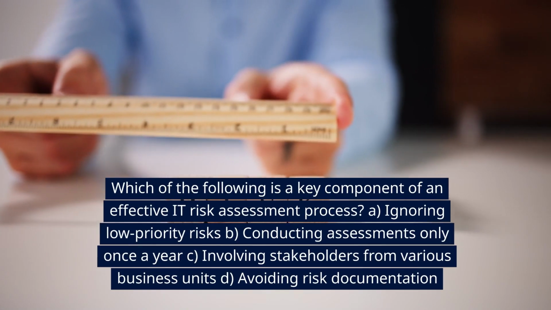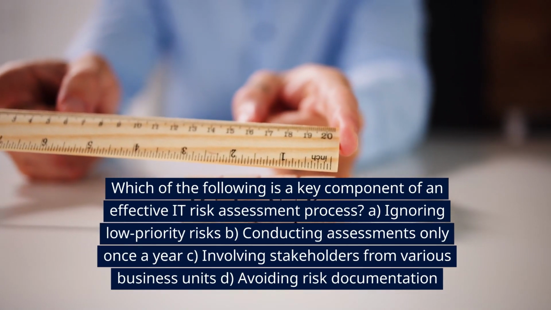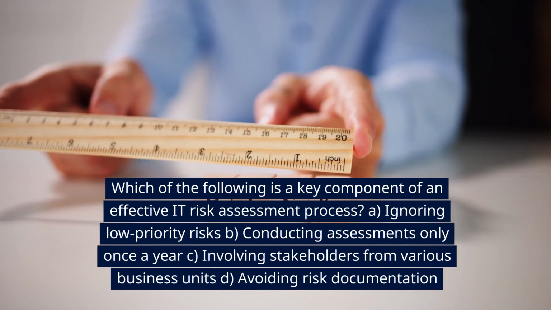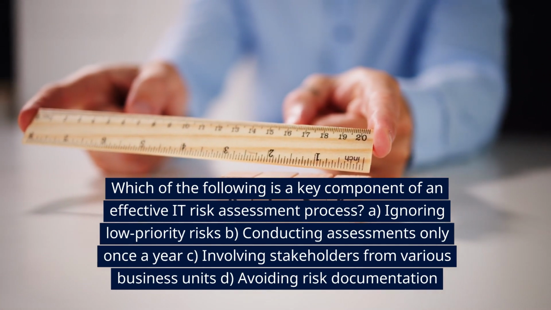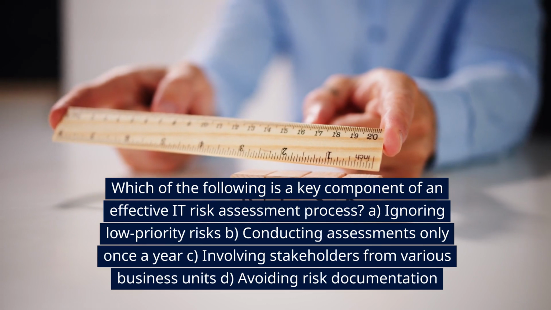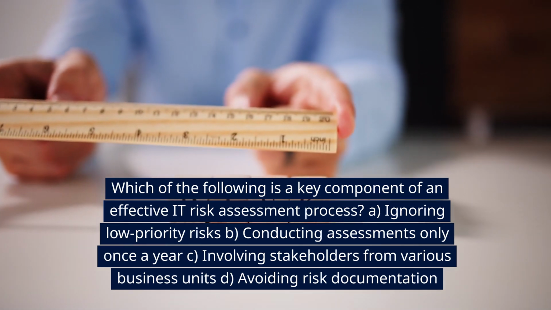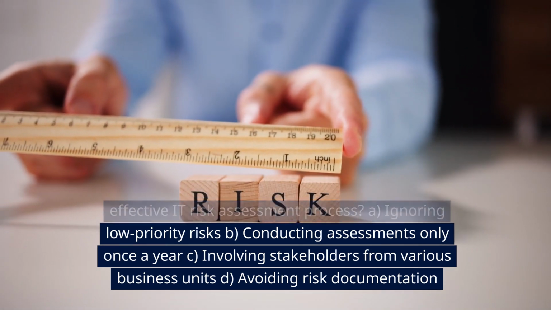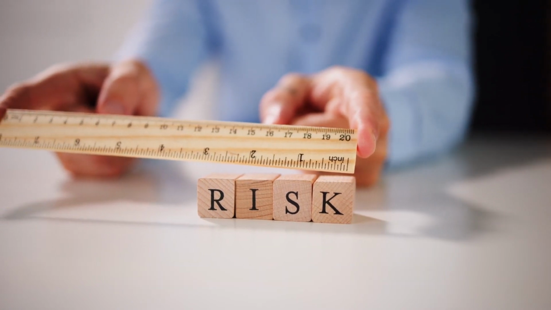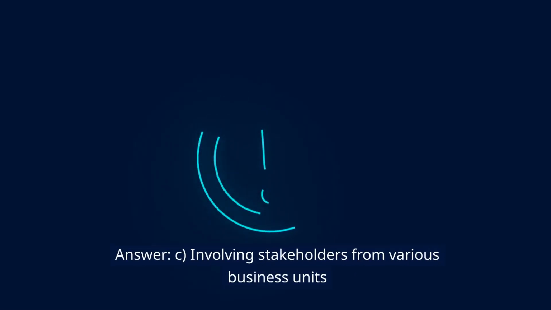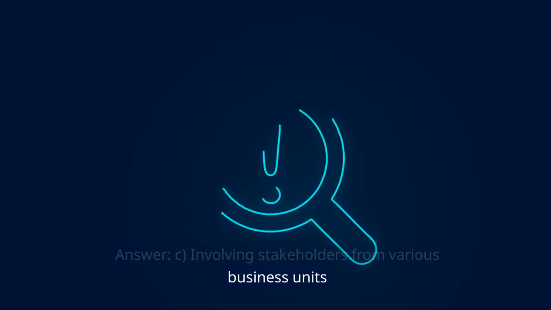Which of the following is a key component of an effective IT risk assessment process? A. Ignoring low-priority risks. B. Conducting assessments only once a year. C. Involving stakeholders from various business units. D. Avoiding risk documentation. Answer: C. Involving stakeholders from various business units.